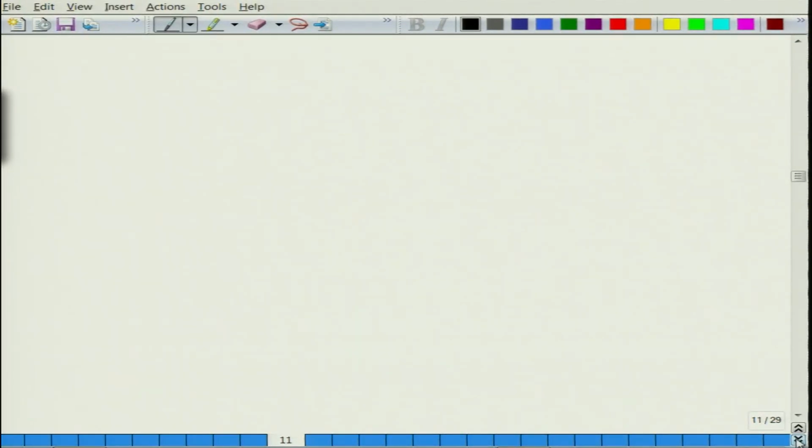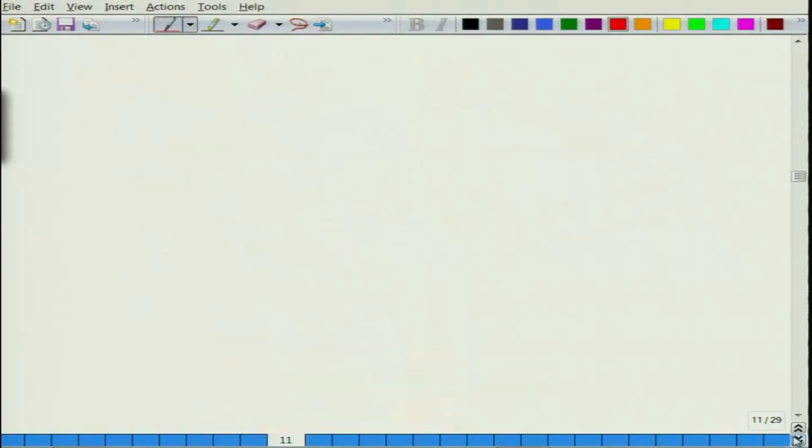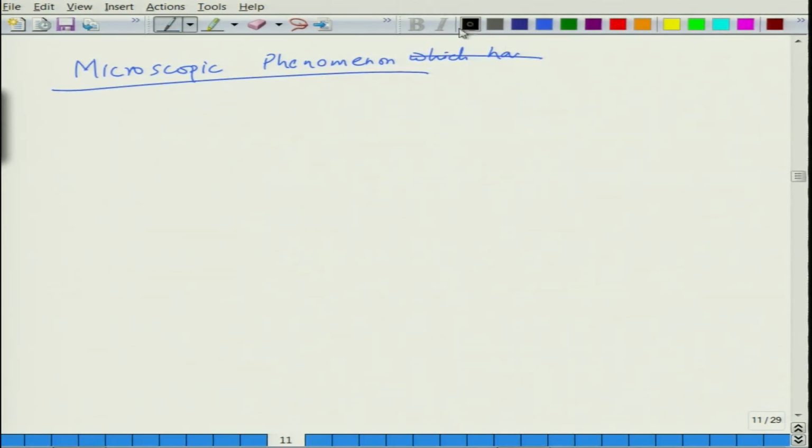So some of the clues are, there is no change in crystal structure, no change in space group, no change in lattice parameter, no change in volume. So there are two microscopic phenomena. The first is slip.